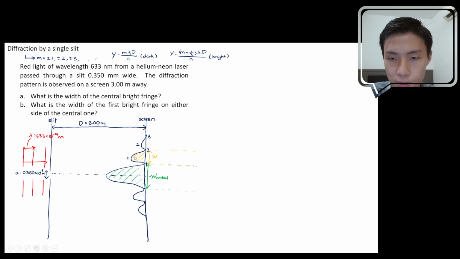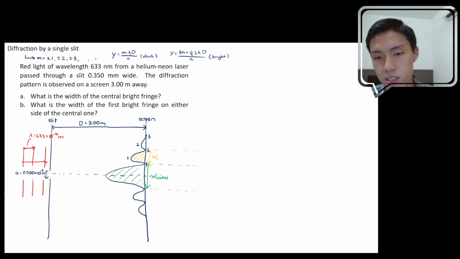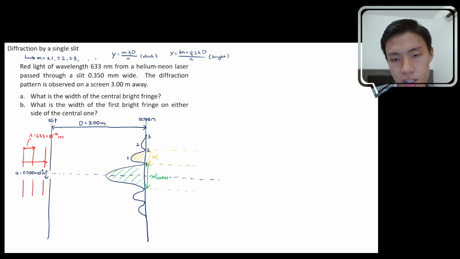So this is the first bright. We are going to call it the first order. So this is W1. It's similar to the question that I discussed in the interference pattern. If you want to find the width, you find the distance from the central to here first. So this is Y1 dark, not Y0, Y1 dark. And you know that from here downwards is also Y1 dark as well.